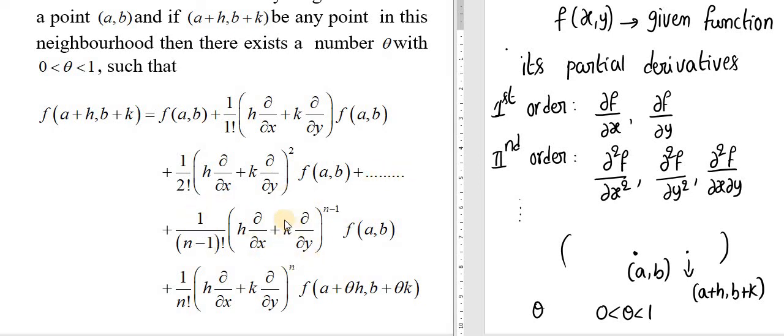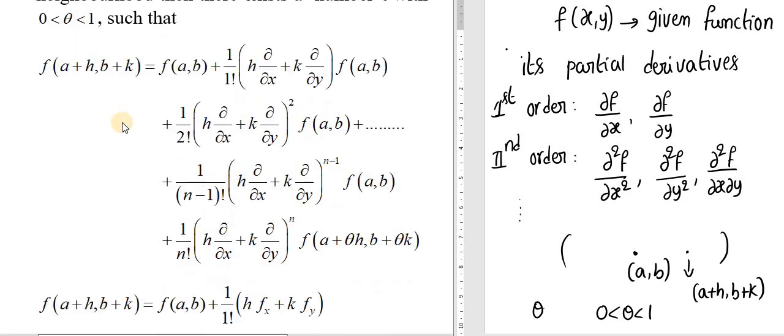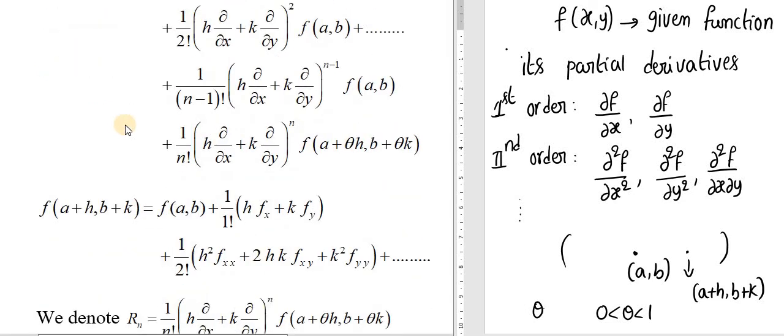So, first term, second term, third term, next term is fourth term, like this. This is nth term, plus 1 by n factorial h dou by dou x plus k dou by dou y power n f of a plus theta h, b plus theta k. Here also n factorial we have, power is n. This is n plus 1th term of f of a plus h, b plus k.